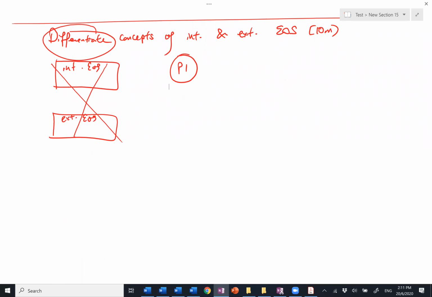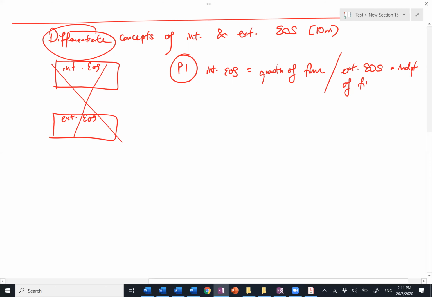So paragraph 1, I could say, oh, internal EOS comes from growth of the firm. External EOS is independent of firm size. It's tied to industry size. And you probably see, oh, this part was inspired by definition, right?